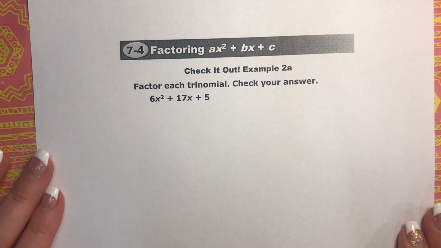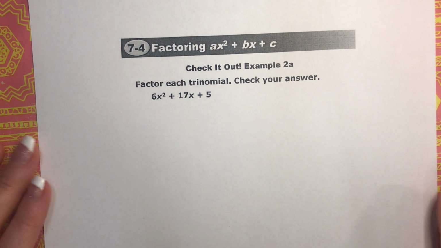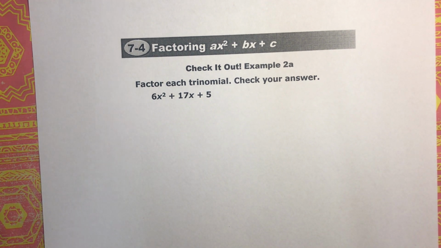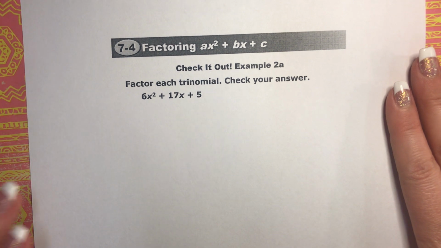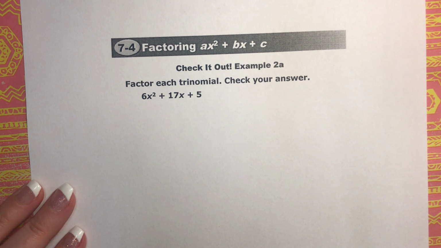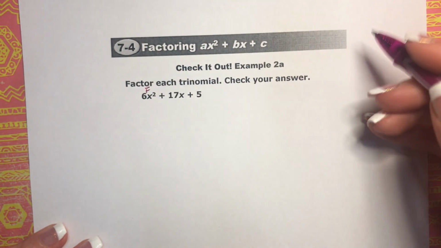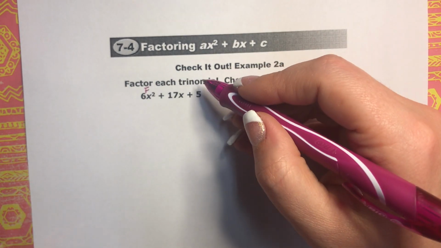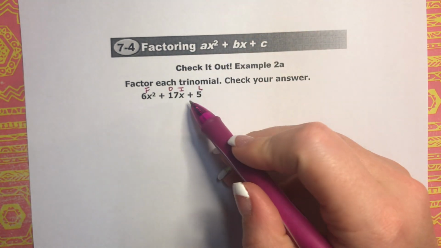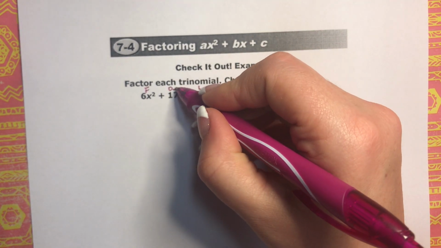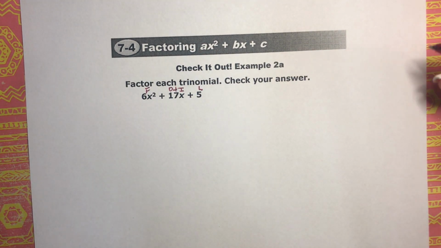Okay, so let's look at this one. This one is a little bit different. Let's see what we're working with. So we know that this is going to be my first, right? This is my last. And this is my outside and my inside. And I'm going to be adding those together, right? To get 17. Okay, perfect.